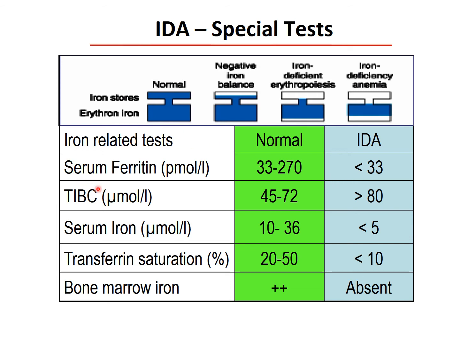Now, next one, total iron binding capacity. What does it mean? We have the transferrin. This is going to transfer the iron, and this transferrin is usually binding the iron. Depending on how much iron you have, it is going to saturate the transferrin, normally about 20 to 50%. And the total iron binding capacity measures the free binding sites that are not occupied. Now, how can it be higher?